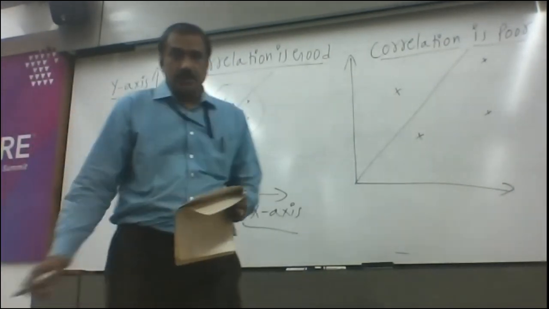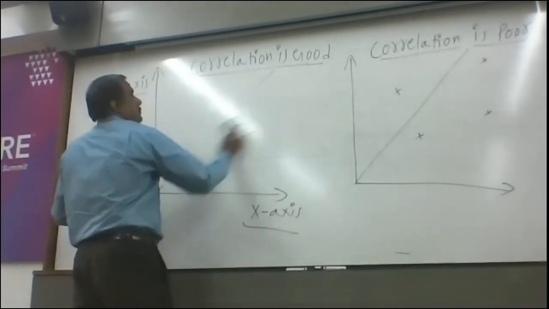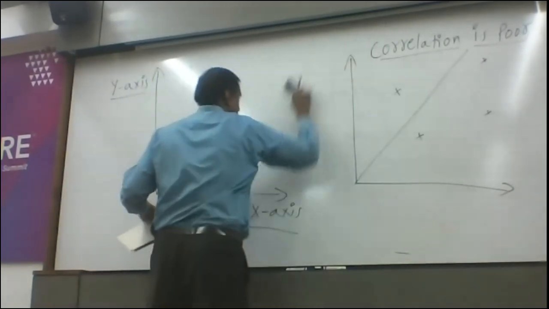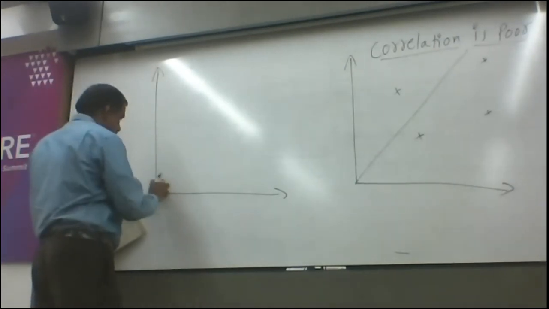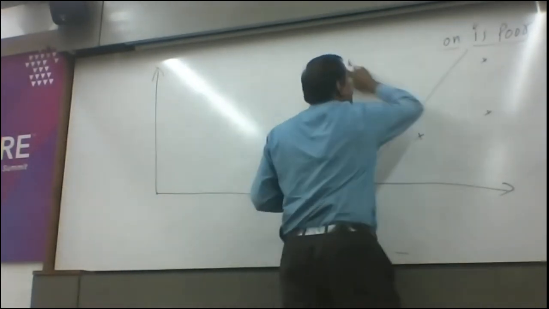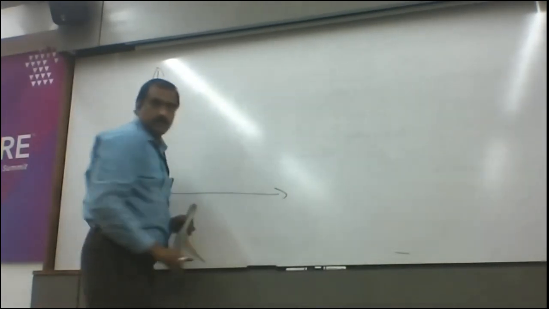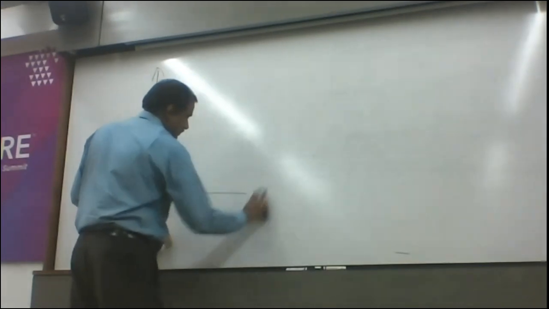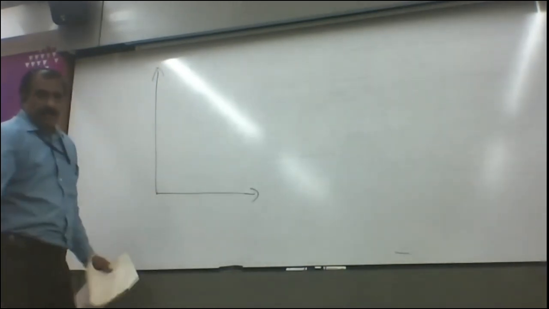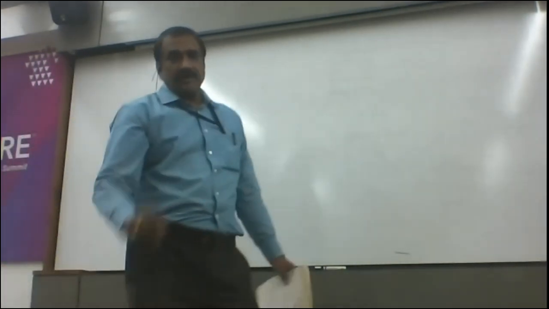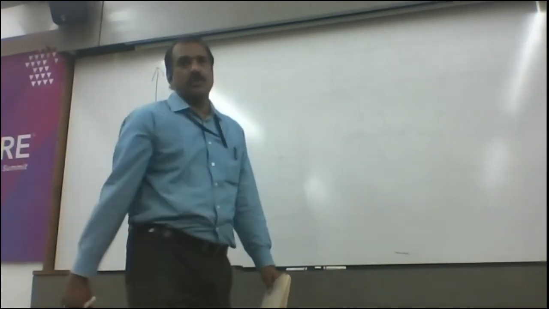Okay, I hope you have followed so far. The next topic is what happens when the data is plotted on graph paper. What is perfect positive correlation?